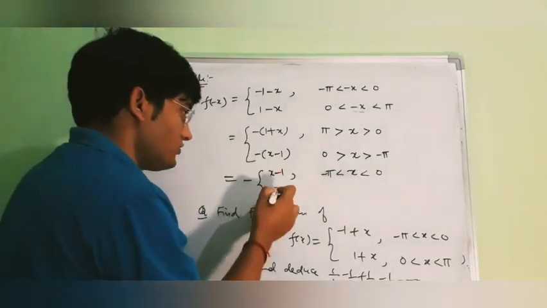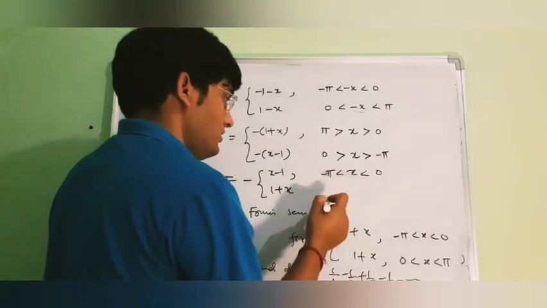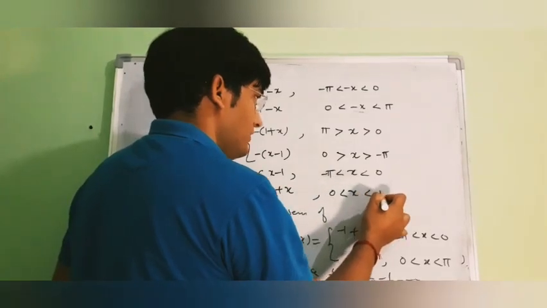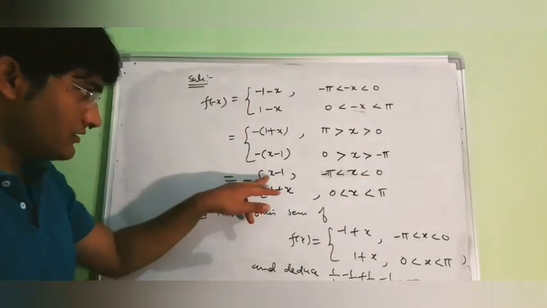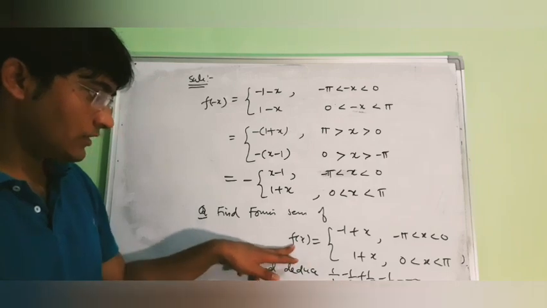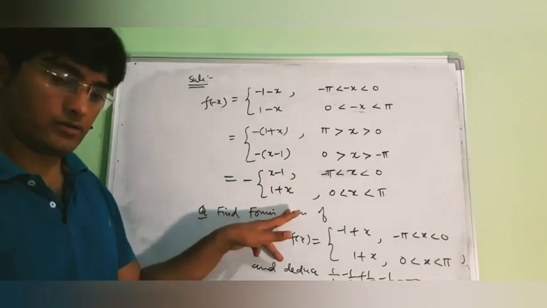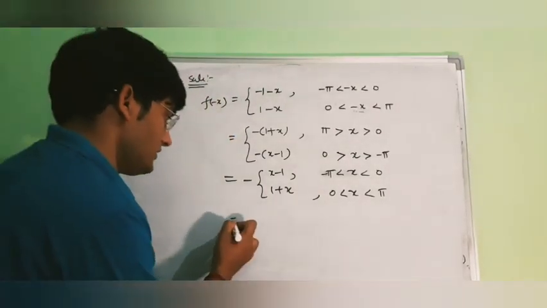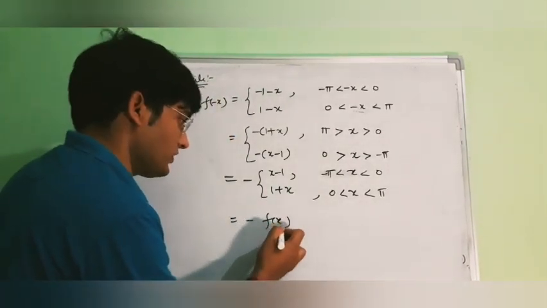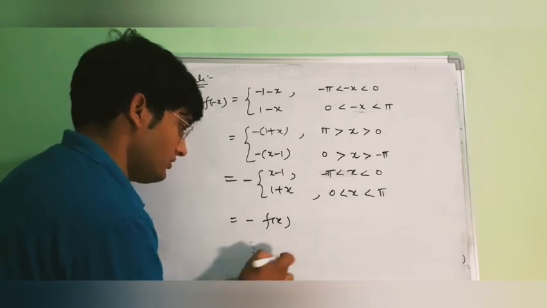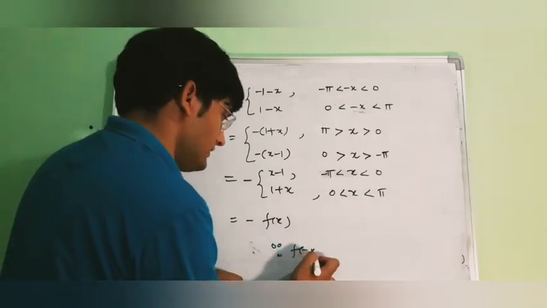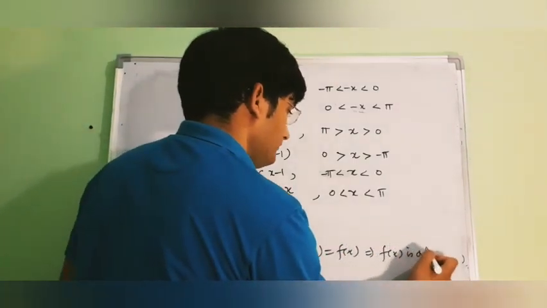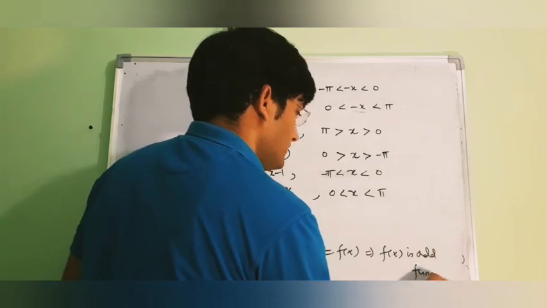Then this term is 1 plus x when your x is greater than 0 but less than pi. Now you can see that this was your fx. This was the original function. So we can replace this bracket, this function, by f of x. So you can see that because f of minus x is same as fx, this means fx is odd function. So hence fx is odd function.